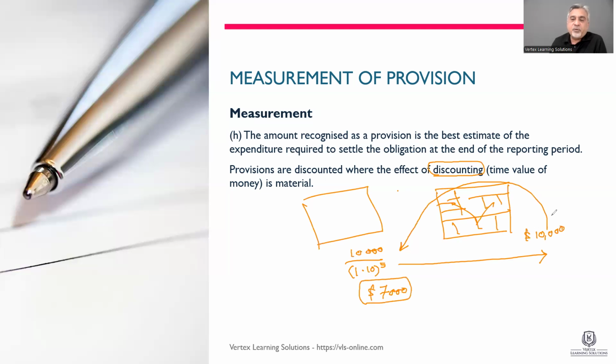So I will not create a provision with $10,000. I will always create a provision with the present value when the provision has to be paid after some time, when the provision has to be settled after a period of more than 1 year. So if it is more than 1 year, you need to record the provision at the present value. Okay. So we find out the present value.